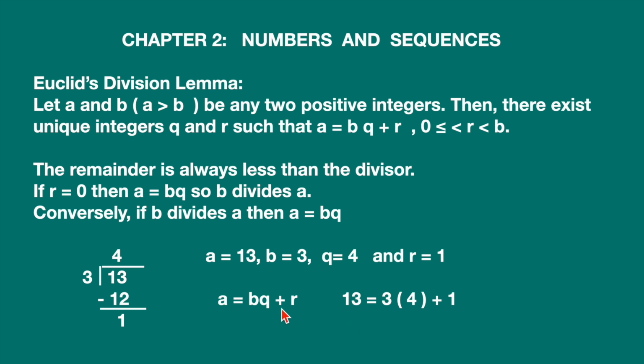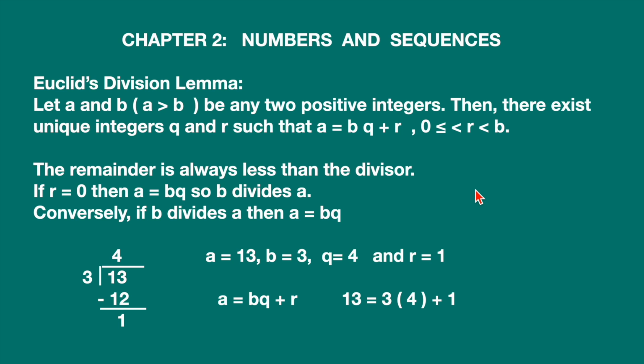So the lemma says that any two numbers a and b, where a should always be greater than b, you should be careful, any two positive integers, can be written in this form, a is equal to bq plus r. That is what the lemma states. It will be very clear when we do sums. Another important thing to remember: when the remainder is 0, we can say that a is divisible by b, or we can even say b divides a.